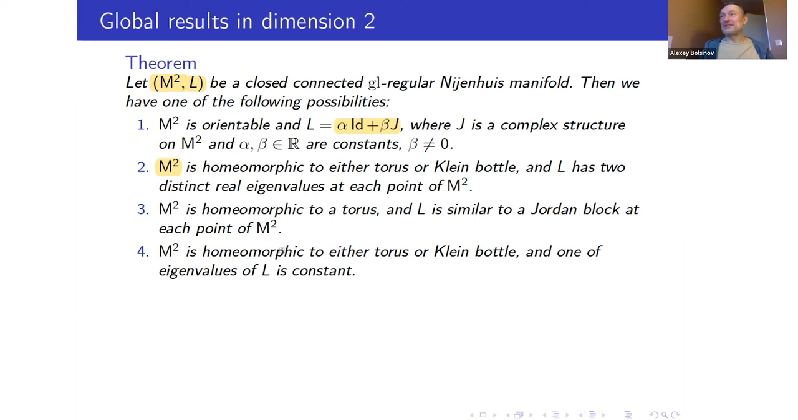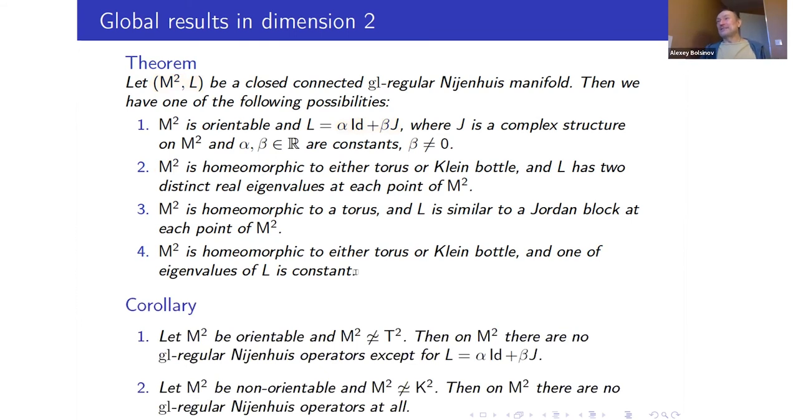The paper of Zhenya Antonov on this subject seems to show that this conjecture is now proved, but we are waiting for a complete version of this paper. Summarizing, we believe that we do have a reasonable global classification of GL-regular operators on two-dimensional surfaces. And as a corollary, if M2 is orientable and different from the torus, then the only possibility for a GL-regular operator is a complex structure plus identity, and nothing else.